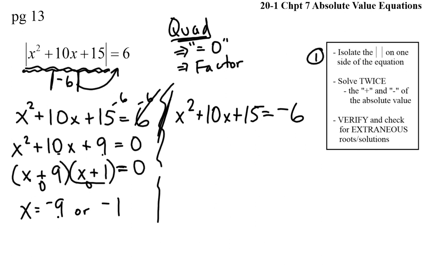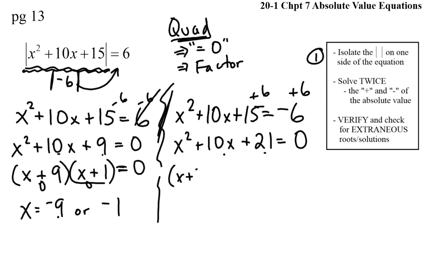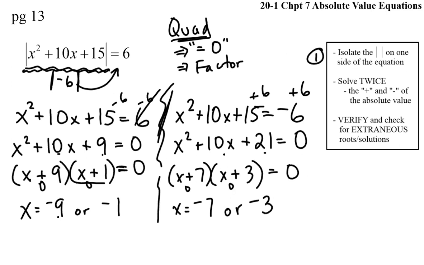There's two potential answers. But I have to solve the second one as well. X squared plus 10x plus 15 equals negative 6. Add 6 to both sides. X squared plus 10x plus 21 equals 0. Again, a nice simple trinomial. Multiply to 21, add to 10. X plus 7, x plus 3. So if x were negative 7, it would give us a 0, which is what we're looking for, or if x was negative 3, it would give us 0.